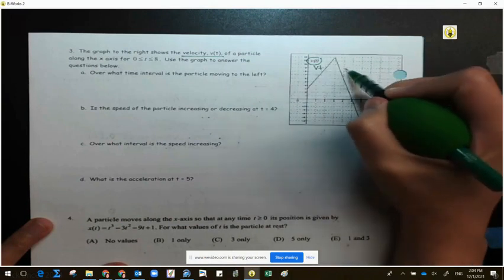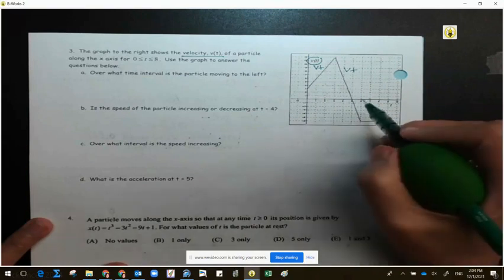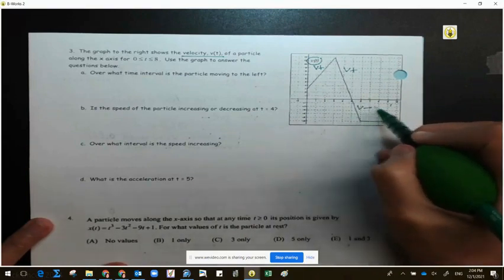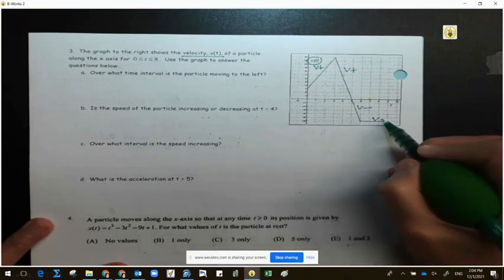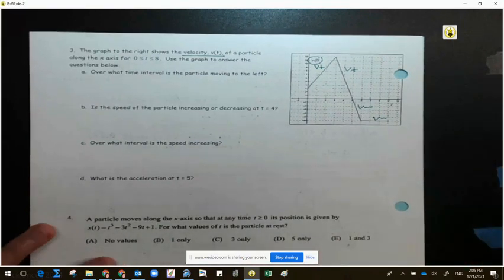Positive. So V is positive here, V is positive. And any value below the x-axis must be, so V is negative here. And I know V is negative over here too. If you want to just write that once, that's okay.